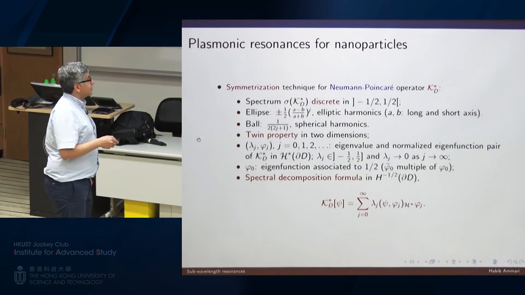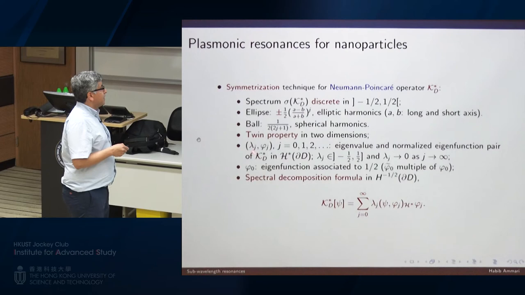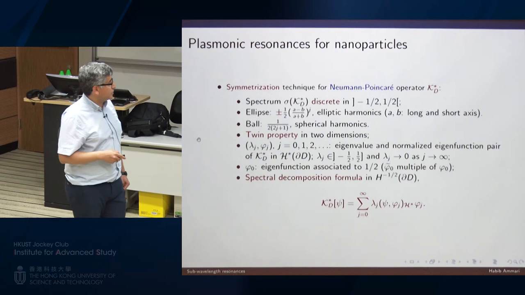For ellipses, the eigenvectors are elliptic harmonics, and for a ball, these are spherical harmonics. In dimension 2, there is this twin property. If lambda_j is an eigenvalue, then minus lambda_j is an eigenvalue. But this is not true in three dimensions. The main point I'm going to use is this one.